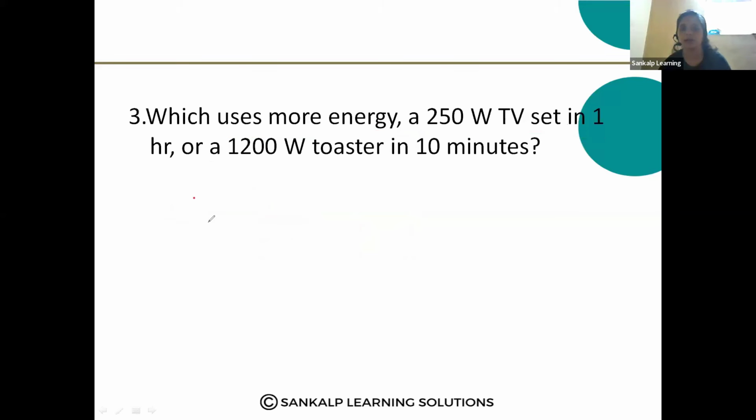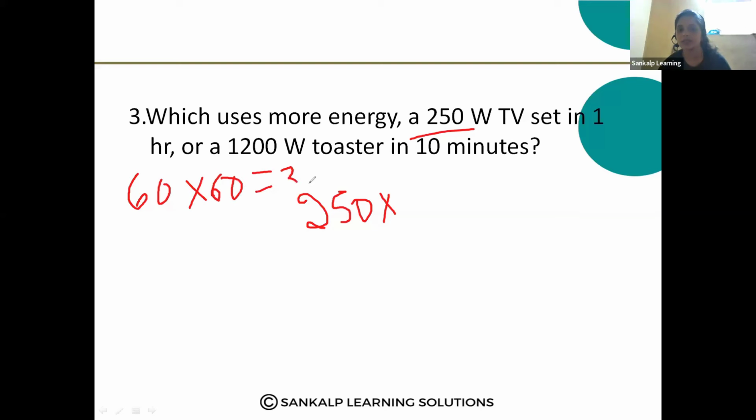What will you do? First the power is known, 250 watt, right? So 250 watt into 1 hour. 1 hour, how will you convert? You will convert into minutes or into seconds. You have to convert into seconds. 1 hour means 60 minutes. Then how many seconds will be there? So that is total 3600 seconds. So 1 hour is equal to 3600 seconds. So P into T. Can you calculate this?